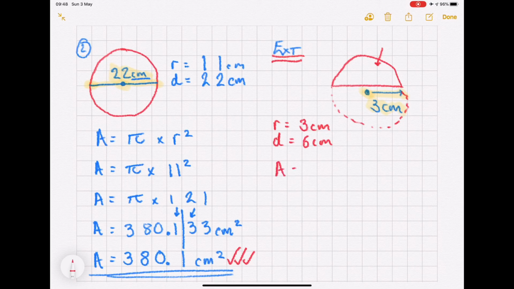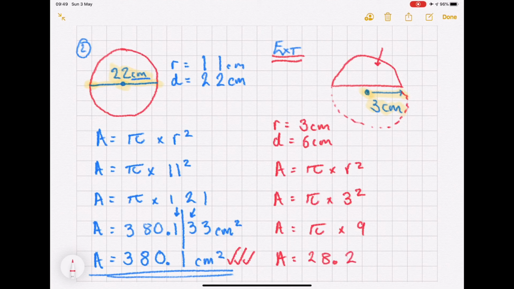So area equals pi times by r squared. Area equals pi times by 3 squared. Area equals pi times by 9. Area equals, now this is when we type it into a calculator, pi times by 9 gives us 28.274, and it's centimetres squared. Squared because it's an area, centimetres because we're working in centimetres.